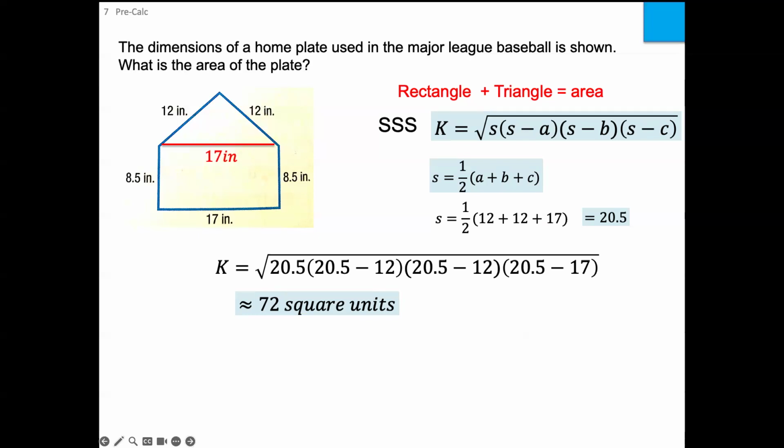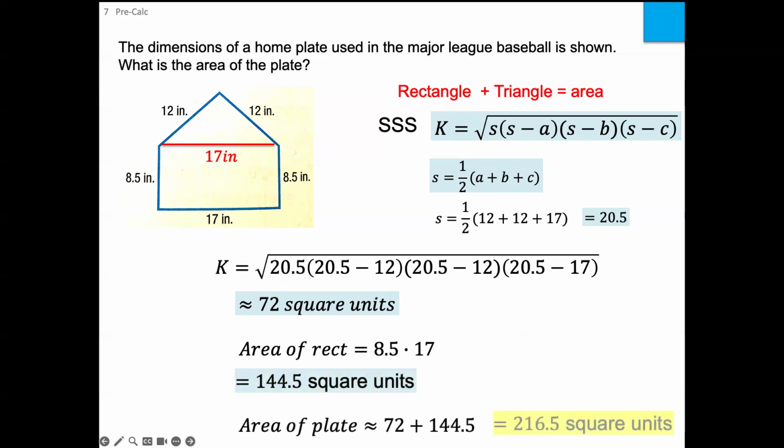Is 72 the final answer or just of the triangle? No, that's just the triangle. So I have to add that to 17 times 8.5, right. So it turns out the final answer is 216.5 square inches. Why am I only noticing that now?